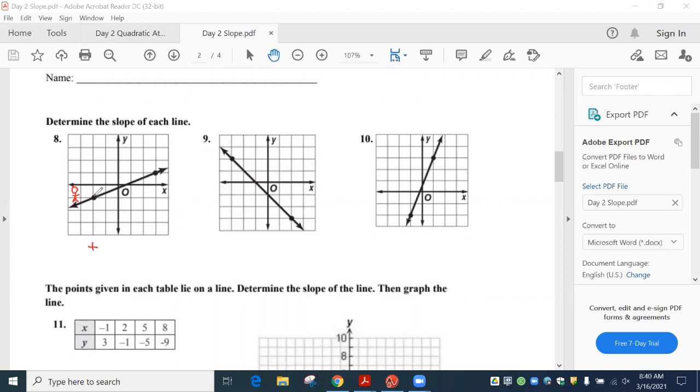So I like to start closest to Slope Dude. I'm going to go up 1, 2, and that 2 goes on top, and then over 1, 2, 3, 4, 5. So 2 over 5.